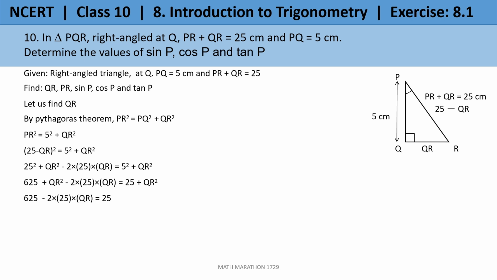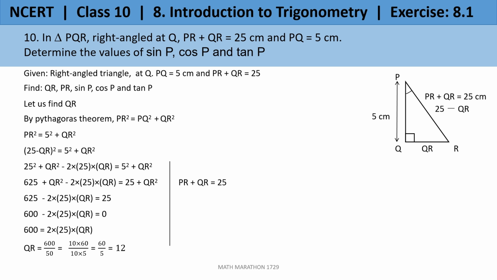625 minus 2 multiplied by 25 multiplied by QR is equal to 25. Let us subtract 25 on both sides of the equation. 600 minus 2 multiplied by 25 multiplied by QR is equal to 0. 600 is equal to 2 multiplied by 25 multiplied by QR. We get QR is equal to 12.